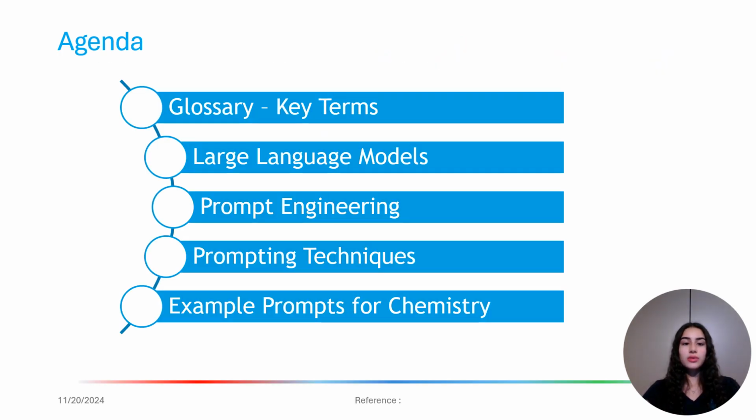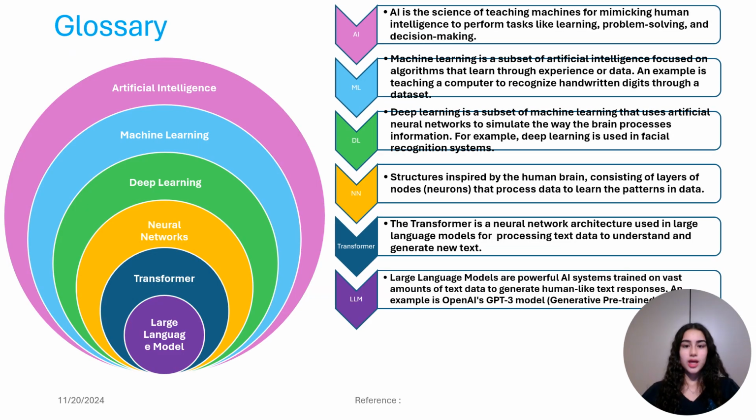To begin with regard to my agenda, I'm going to discuss glossary, like key terms and vocabulary. Then I'll continue on to large language models, prompt engineering, moving forward to prompting techniques, and I'll end it with example prompts for chemistry. I would like to begin with vocabulary and the glossary because I know that it will enforce a thought process getting going.